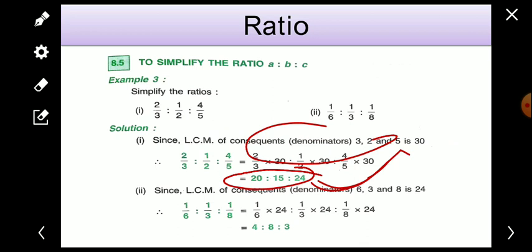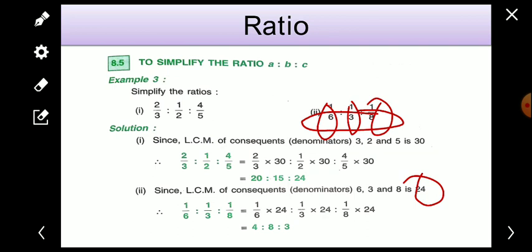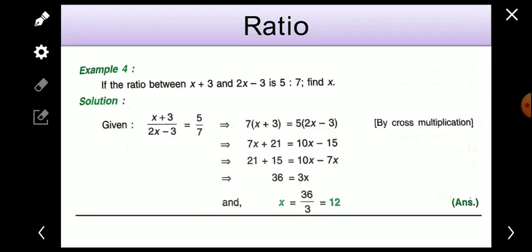So like this we can simplify the ratio. I repeat: we get the LCM of the denominators or consequents, and after that we multiply each and every term by that LCM, and after solving we will get the simplified ratio.